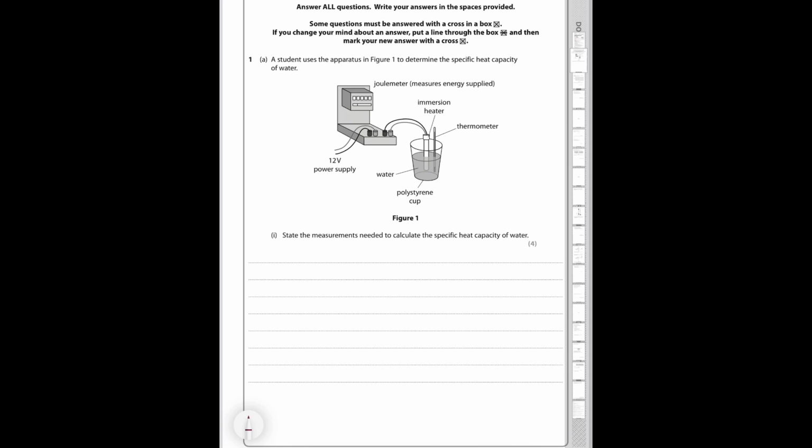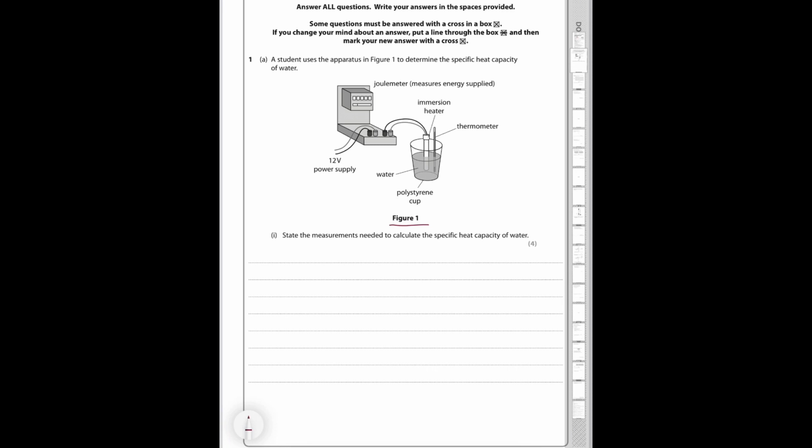For question 1, a student uses the apparatus in figure 1 to determine the specific heat capacity of water. We can see that the equipment is set up with a joule meter, an immersion heater, a thermometer, a polystyrene cup with water in it, and a power supply of 12 volts. We have to state the measurements needed to calculate the specific heat capacity of water.